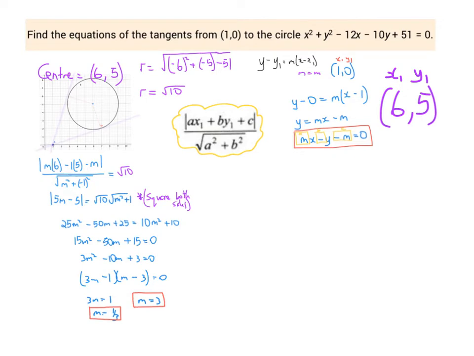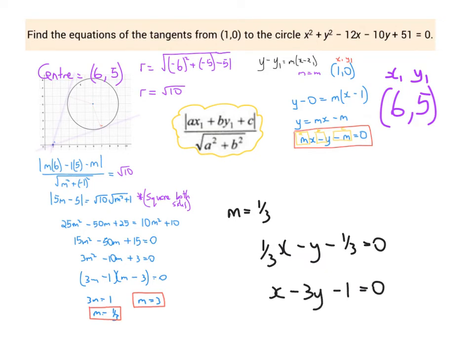So we'll take our first one, which is m equal to 1/3, which gives us 1/3 x minus y minus 1/3 equal to 0. So I'm just going to multiply across by 3 to make that easier. So that gives us x minus 3y minus 1 equal to 0. So that's one possible equation of the tangent to the circle.